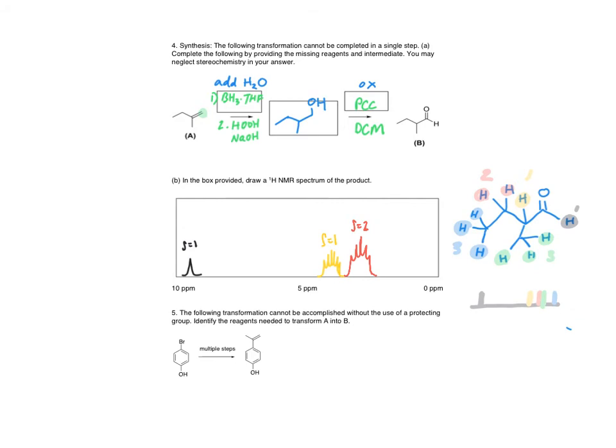Now let's go to the green protons. The green protons have 1 neighbor, and that means that its multiplicity is going to be a doublet with an integration of 3. And lastly, for our blue protons, we have 2 neighbors, the 2 pink hydrogens. So that's going to give us a multiplicity of a triplet with an integration of 3.